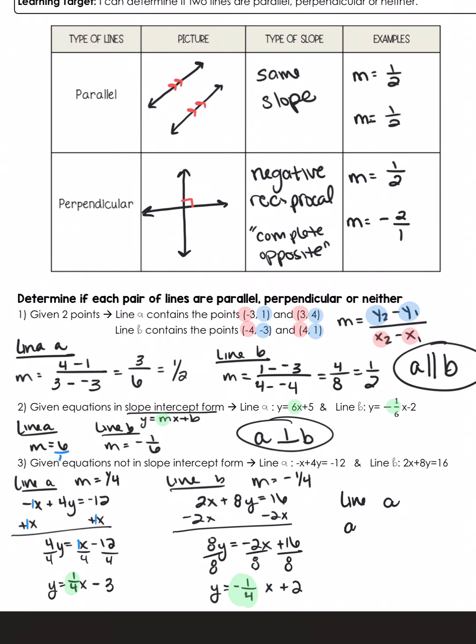So this time we would say line A and line B are, the word for lines that are not parallel or perpendicular is skew. Skew just means they intersect at some point, but I don't know where it is. So in this case, we are not parallel or perpendicular.